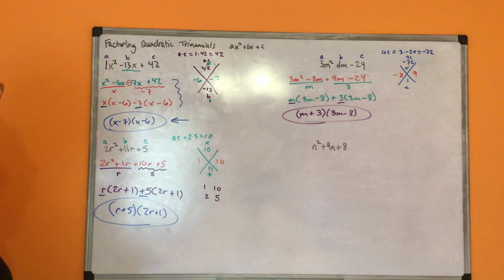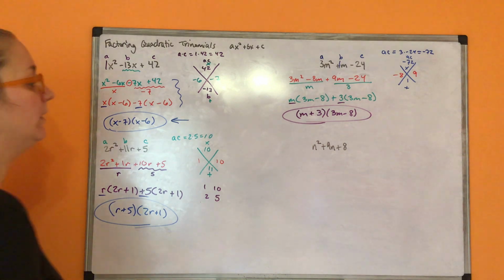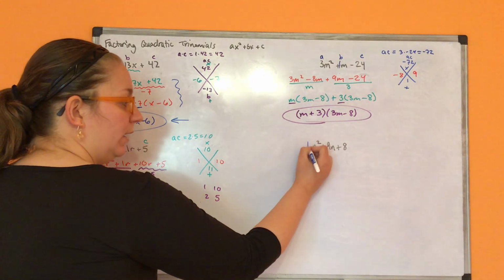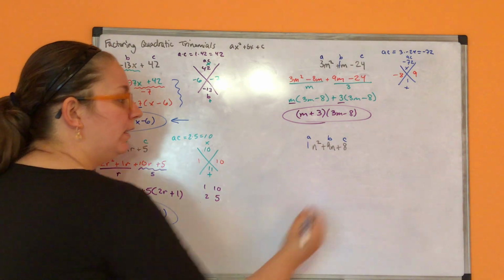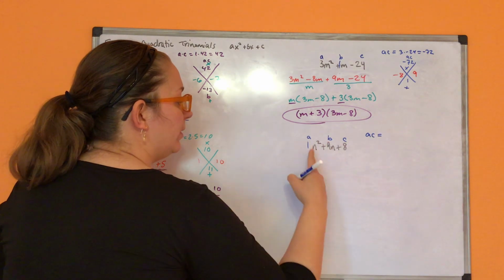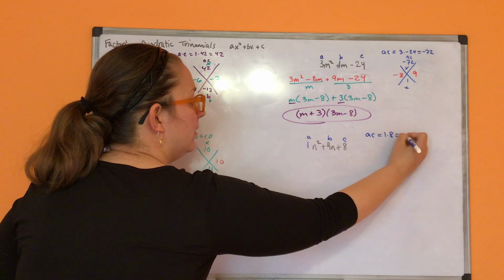Again, like I said, if you want to check your work, double distribute this out. You should get back what you started with, as long as you did everything correctly. One last one. So, this time, A is a hidden 1, B is 9, C is 8. A times C is going to be 1 times 8, which is just 8.